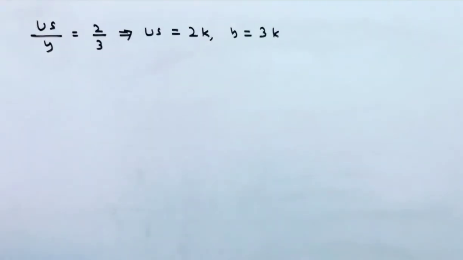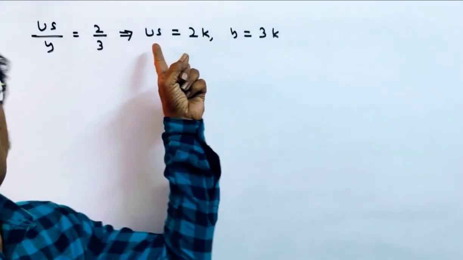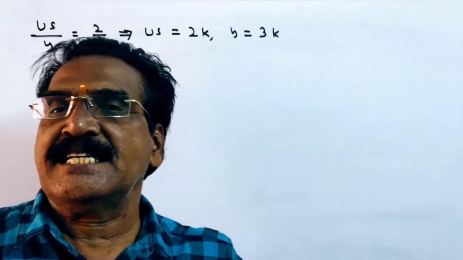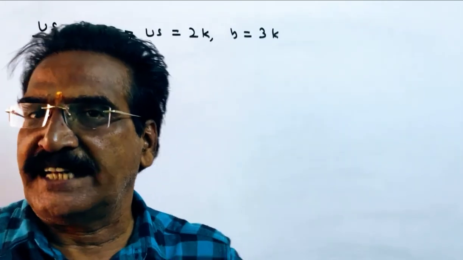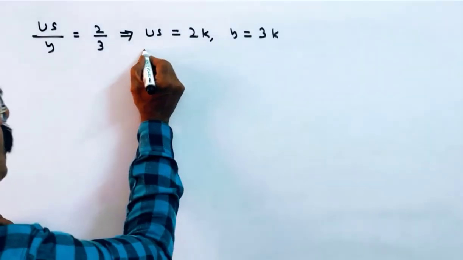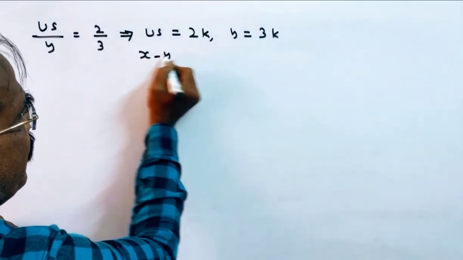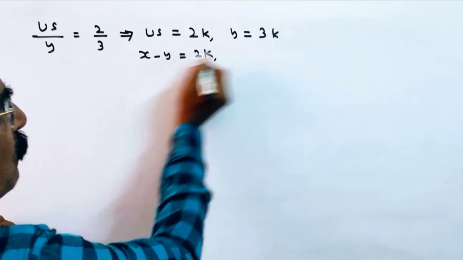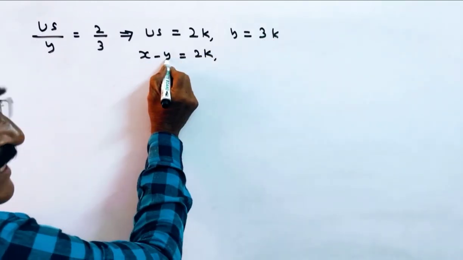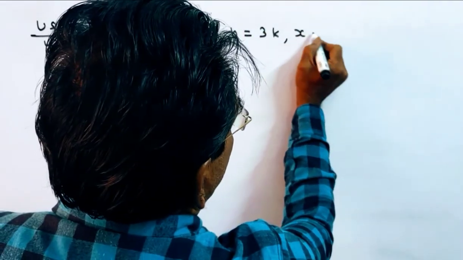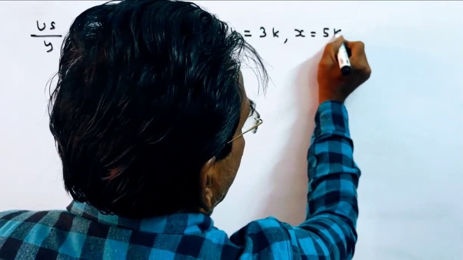Friends, you know upstream velocity is equal to x minus y, where x is the speed of the boat in still water and y is the speed of the stream. So x minus y is equal to 2k, y is equal to 3k, friends. x minus 3k is equal to 2k, x is equal to 5k.